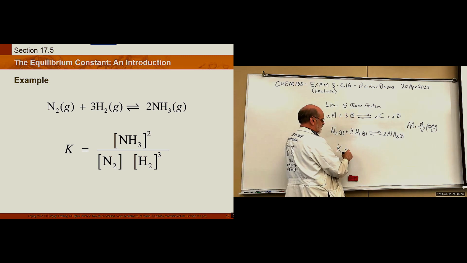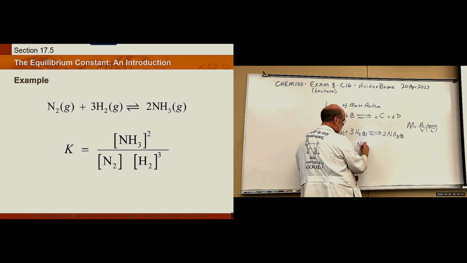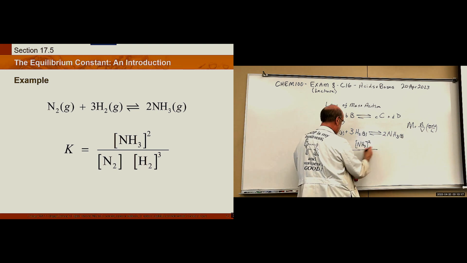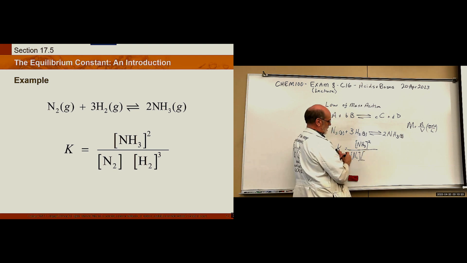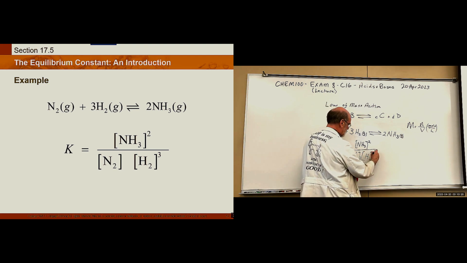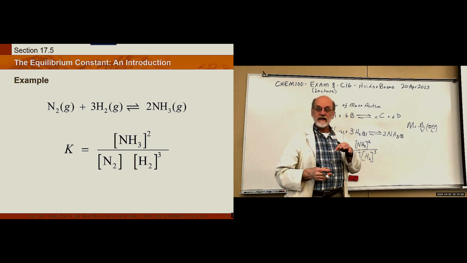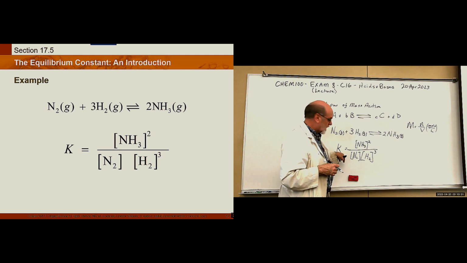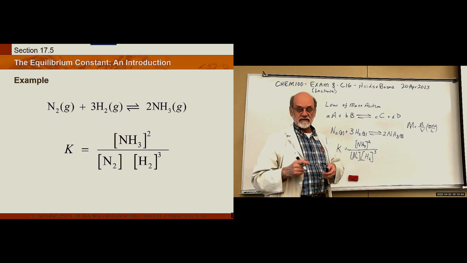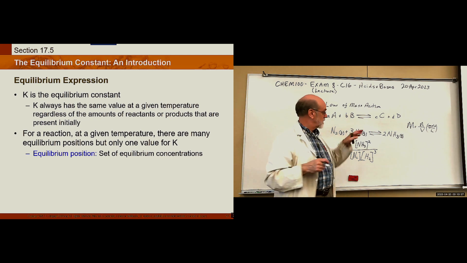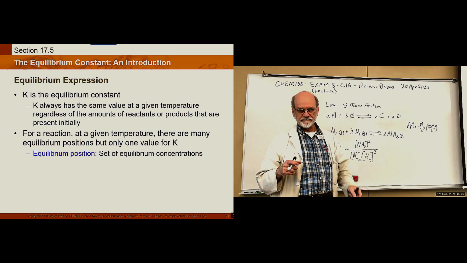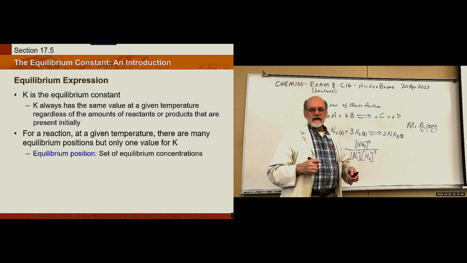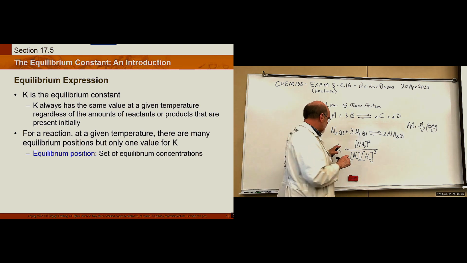So the K for this one would be ammonia concentration to the 2nd power divided by nitrogen concentration to the 1st power, and then hydrogen concentration cubed. That would be your equilibrium expression for the constant for this reaction. And the reaction must be as written, it must be balanced before you can write this expression. Now, this is an equilibrium constant.